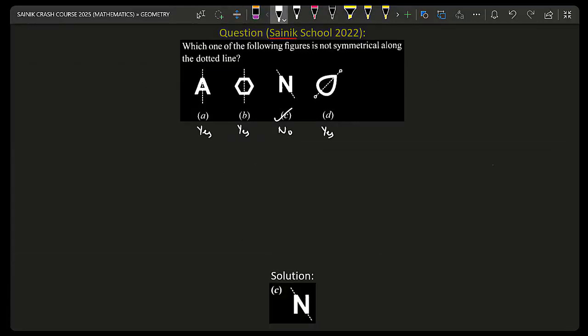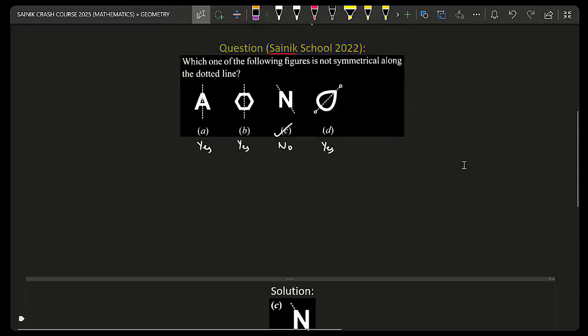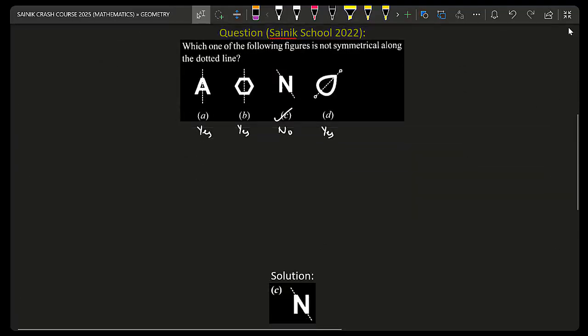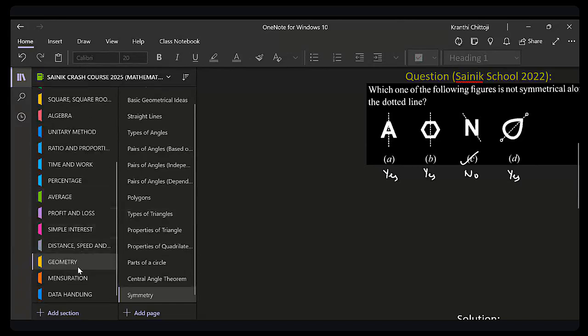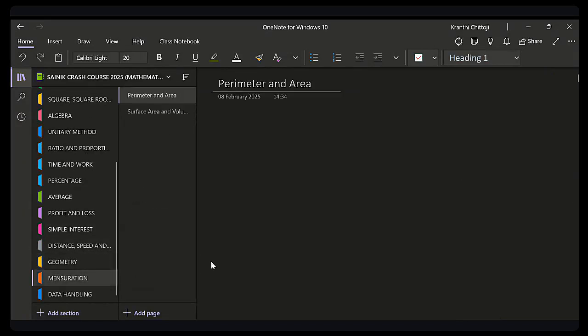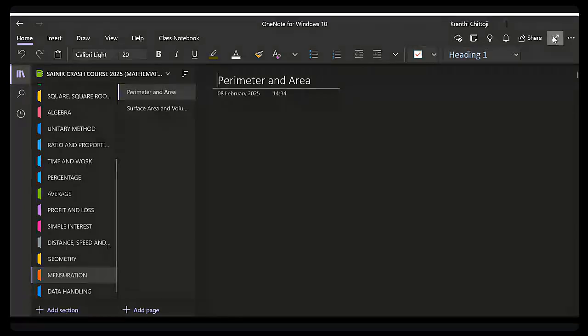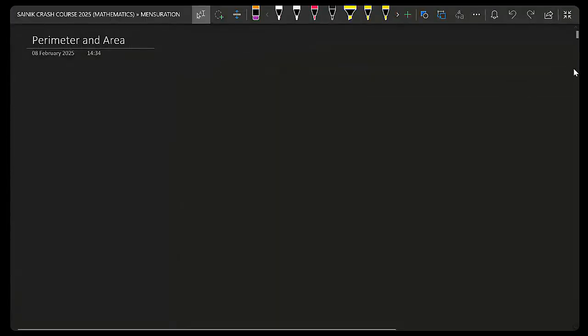So this is about symmetry and line of symmetry, and many more questions can be solved. So this is about geometry, as we have discussed, and moving to mensuration, we have perimeter and area. Okay, let's go one by one. So starting from square, let us start from square.